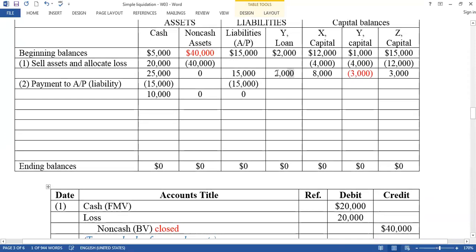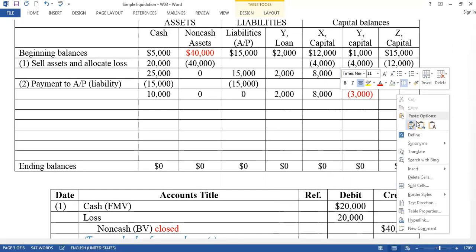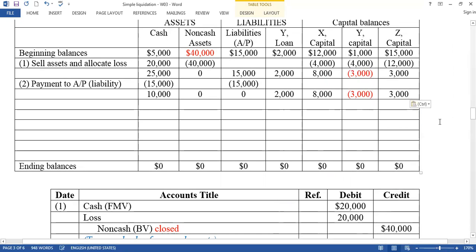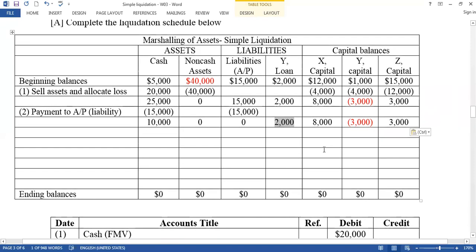Now we have another liability here. $8,000 is the X capital balance. $3,000 negative is the Y capital balance. And $3,000 positive is the Z capital balance, right? This is the new balance. Now we have to pay this liability, right? We have to pay this liability. Do you understand?